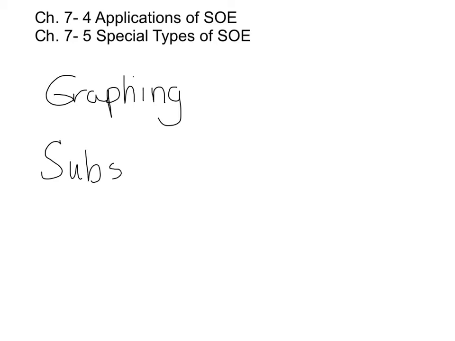So Section 7.4 talks about the application of linear systems. And so we've learned that there are three ways that we will solve linear systems: graphing, substitution, or linear combination.